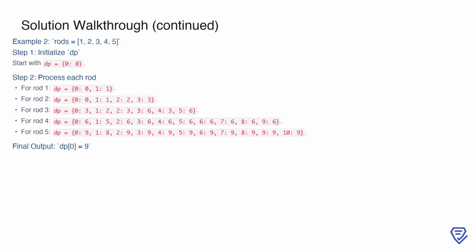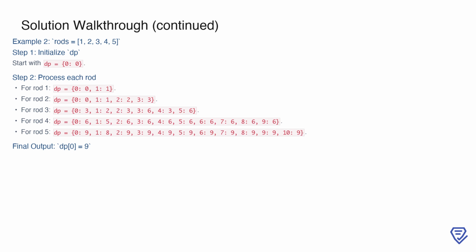In this example, we use the rods array rods equals [1, 2, 3, 4, 5]. We start by initializing dp as {0: 0}. As we process each rod, the dp map is updated iteratively. After processing the first rod with a length of 1, dp becomes {0: 0, 1: 1}. Adding the second rod results in dp equals {0: 0, 1: 1, 2: 2, 3: 3}. When the third rod, with a length of 3, is processed, the map updates to {0: 3, 1: 2, 2: 3, 3: 6, 4: 3, 5: 6}.